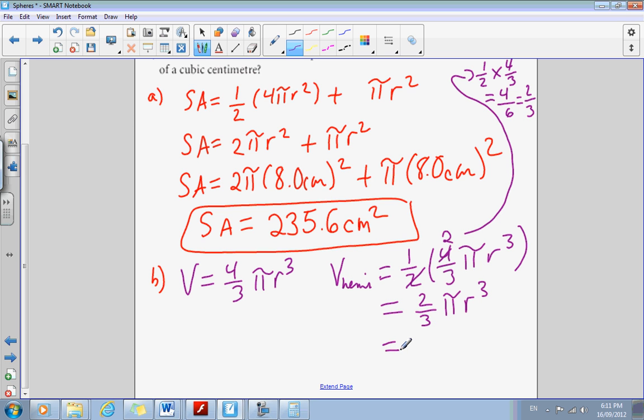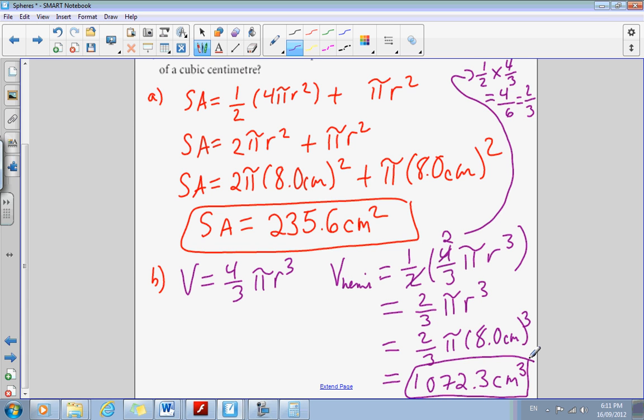So when I fill my radius in here, I go 2/3 pi, and I'm going to fill in the 8.0 centimeters cubed there. And then when I put that into my calculator, by pressing the pi button and not putting in 3.14, so we are using the pi button here again, you will get 1,072.3 centimeters cubed. So that's our final answer there. I hope you guys understand surface area and volumes of spheres now.